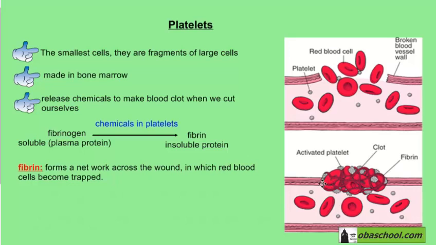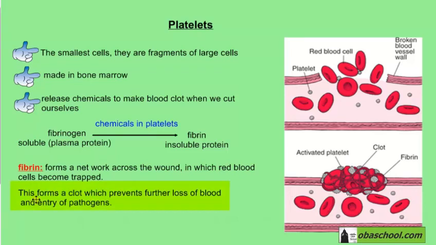So this is what creates the solid mass of blood that we find, for example, on our skin if we cut ourselves. And this is what we call a clot, which will prevent loss of blood and entry of pathogens. It's also important that we don't open our bloodstream to pathogens from the outside, and that is another danger besides bleeding.